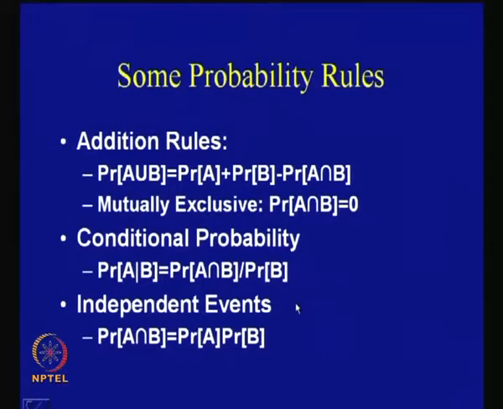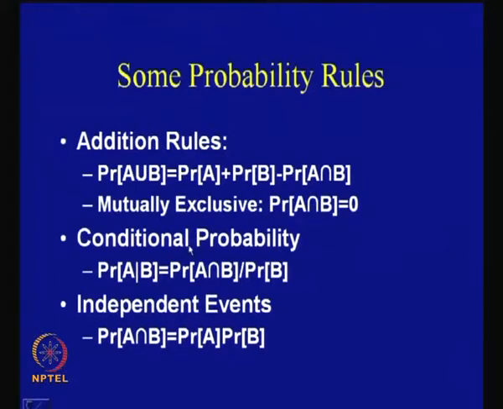Some of the very elementary probability rules are as follows. You know this, but this is a recapitulation: probability of A union B is equal to probability of A plus probability of B minus probability of A intersection B. If they are mutually exclusive, then probability of A intersection B works out to 0, and therefore probability of A union B is equal to probability of A plus probability of B. This rule is often handy in giving us upper bounds, because we can say that probability of A union B is less than or equal to probability of A plus probability of B, because the probability of the intersection is definitely greater than or equal to 0.